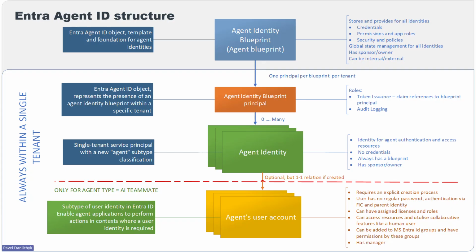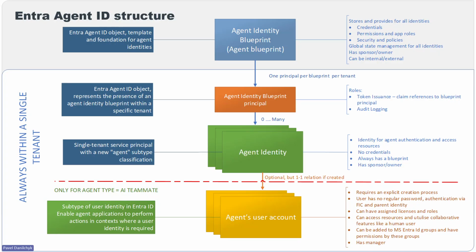Also, when we create a new agent, we create a blueprint for this agent. We use the blueprint to configure a standard set of permissions and app roles, and for security and policy assignment. The blueprint becomes a template which delivers the same set of configuration, permissions, security, and policies for every agent created using this blueprint.